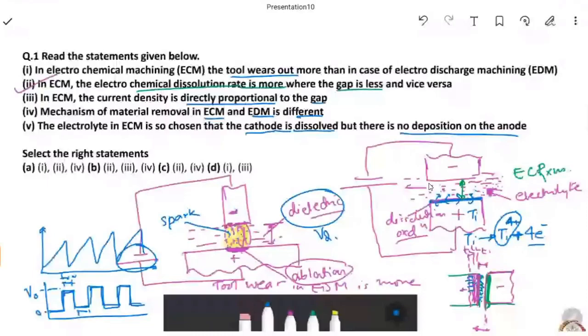The electrolyte in ECM is so chosen that the cathode is dissolved, but there is no deposition on the anode. It's just the opposite of what we have seen: the anode is getting dissolved, but there is no deposition on the cathode. So 2 and 4, C is the correct option.